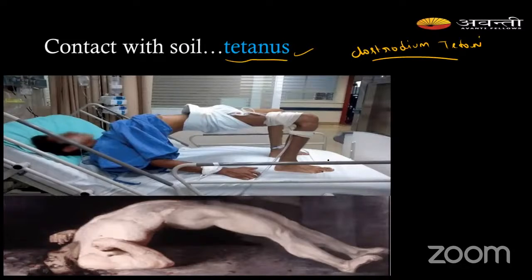Tetanus is a very dreadful disease. See here how the person became after getting tetanus. This is how tetanus is, by contact with the soil. That's why if anyone is hurt by an iron rod, they have to get the TT injection, right? Because this bacteria is going to infect them, that is the reason.